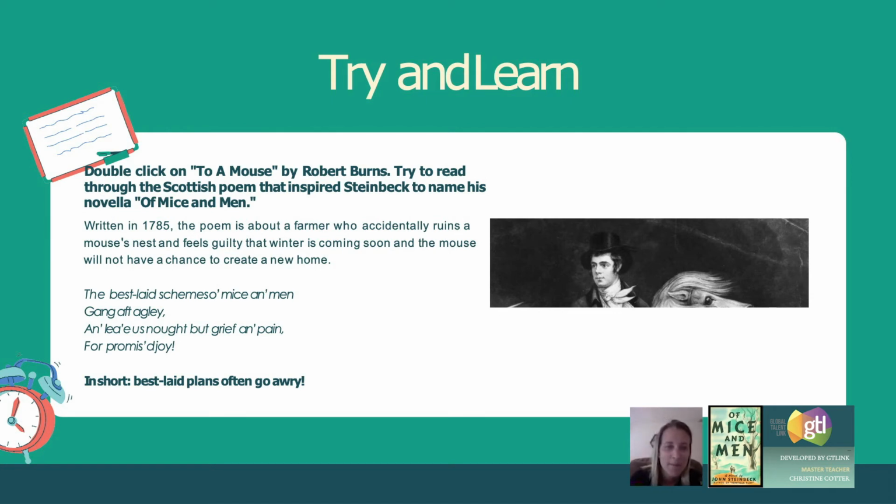The poem is about a farmer who accidentally ruins a mouse nest and feels guilty that winter is coming and the mouse will not have a chance to create a new home. Very inspiring, though you don't know why yet, for the events that transpire in Of Mice and Men. This idea of destruction, the character of a mouse, this idea of starting over. The poem is very influential in the story of Of Mice and Men.